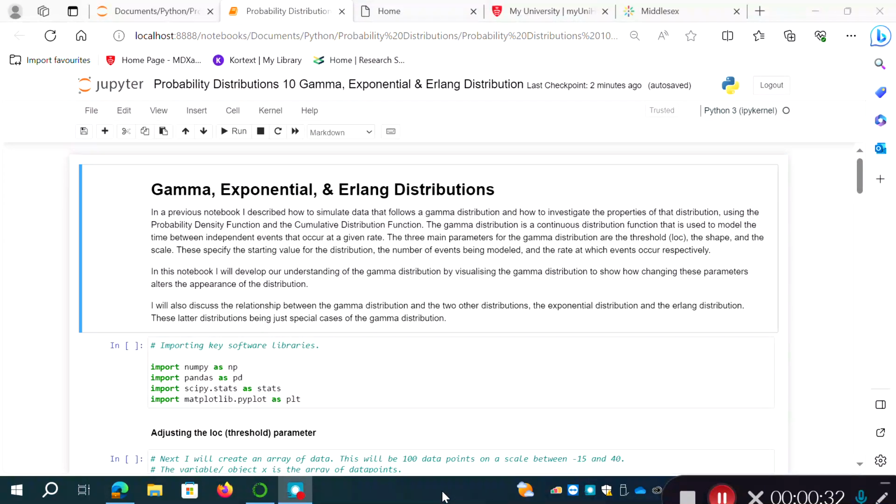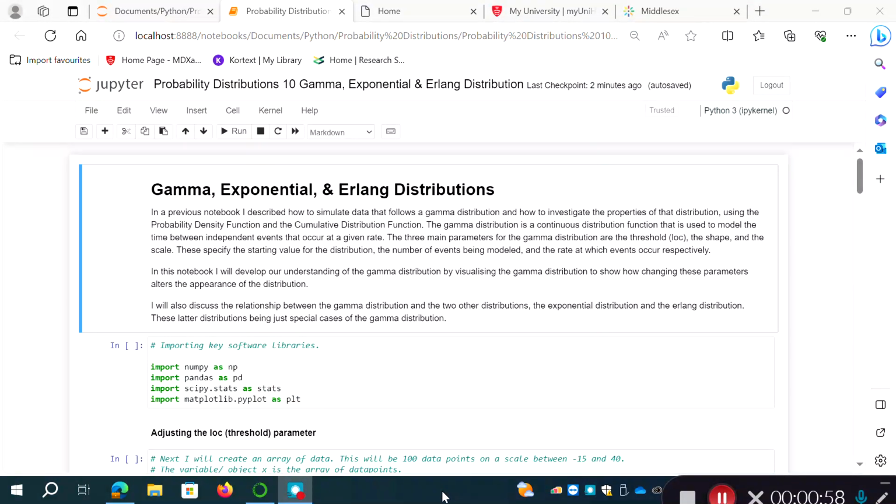Okay, so in the previous video, I described how to simulate data that follows a gamma distribution and how to investigate the properties of that distribution using the PDF, the probability density function, and the cumulative distribution function, the CDF. The gamma distribution, you will hopefully remember, is a continuous distribution function. It's used to model things such as the time between independent events that occur at a given rate.